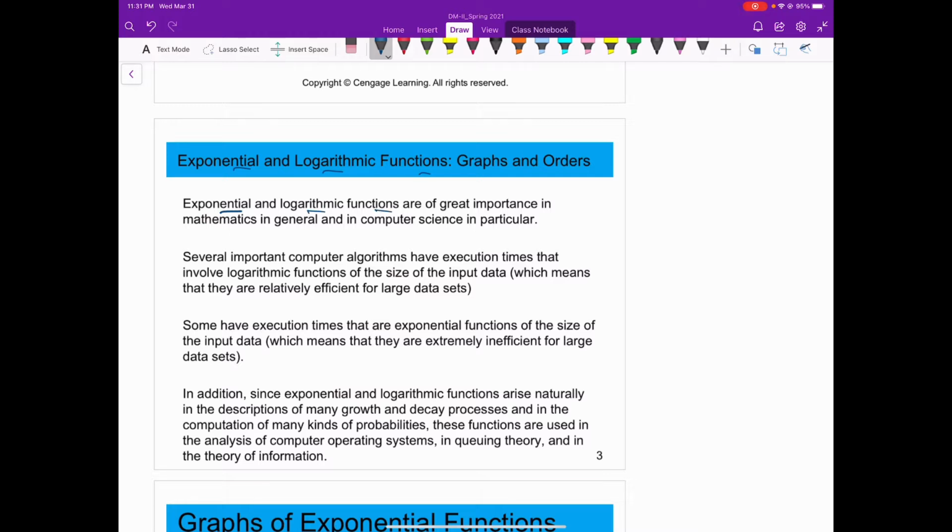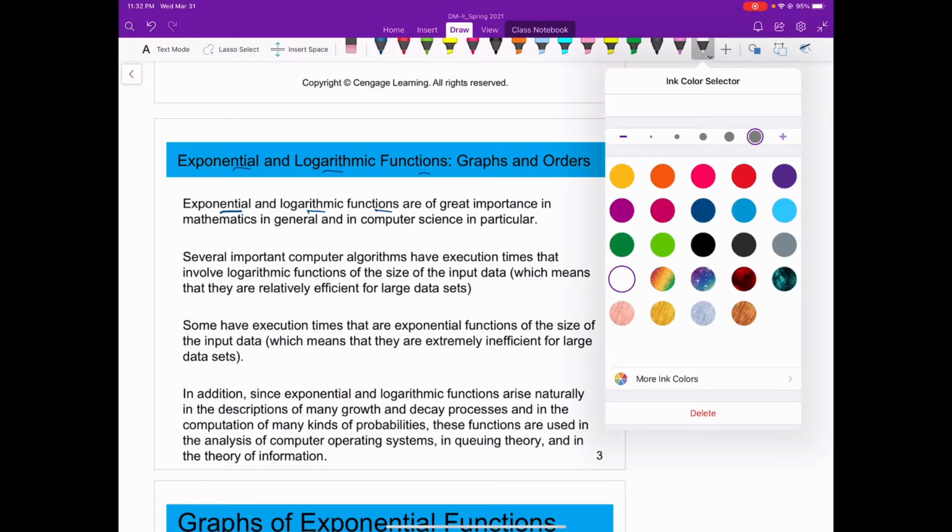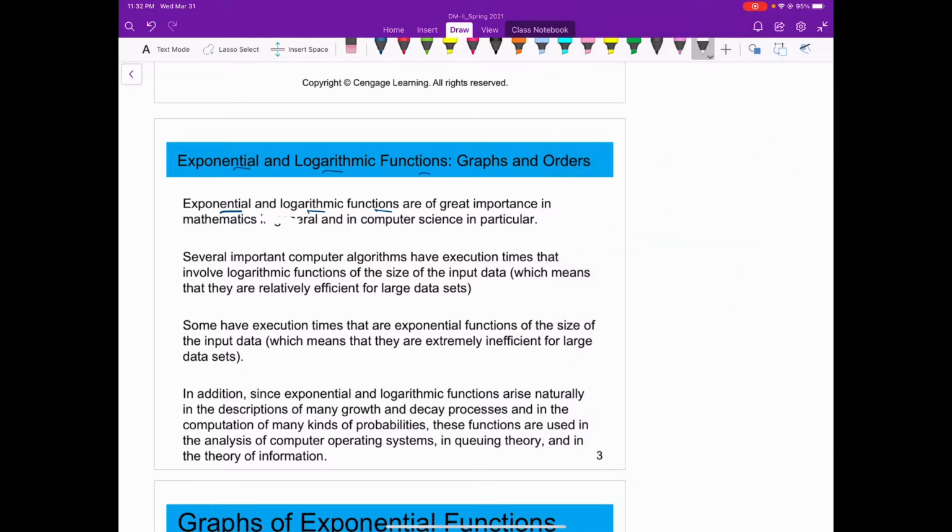Exponential and logarithmic functions are of great importance in mathematics and in computer science. But let me do a small change here. All right. So now it reads well. Exponential and logarithmic functions are of great importance in mathematics and in computer science.